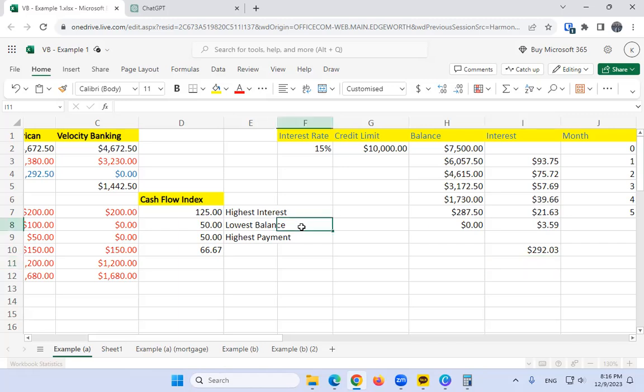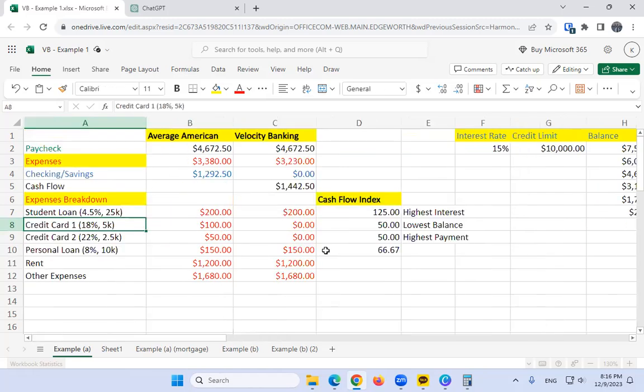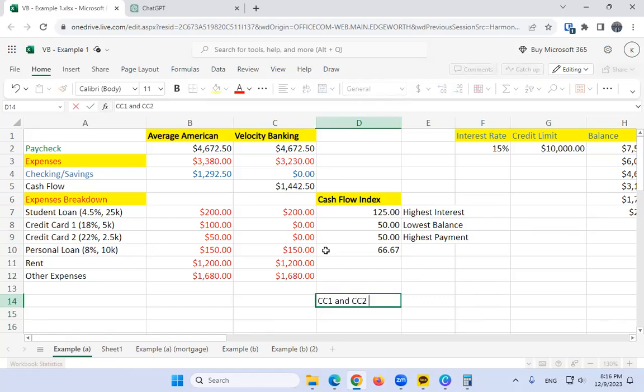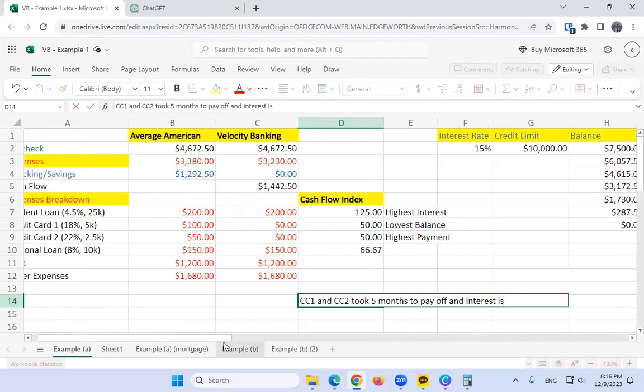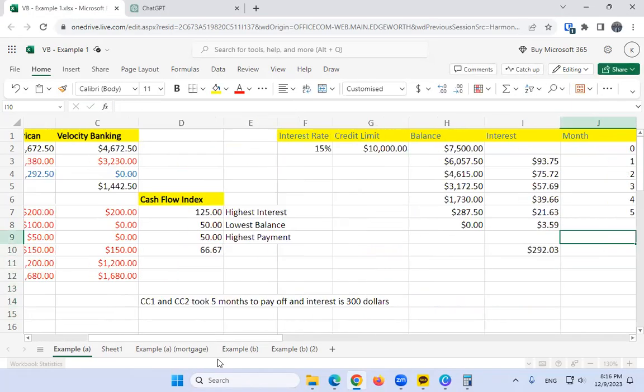So these two credit cards are gone. And so we'll just make a note here that credit card 1 and credit card 2 took 5 months to pay off. And interest is, what's the total interest? I'll say $300. Probably less than that, because again, we're taking the previous month's balance, but the way that the interest is calculated is actually by the average daily balance.